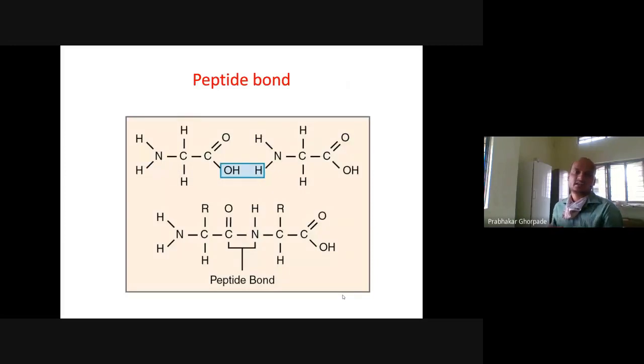So this one is a peptide bond. Whenever we are estimating protein, you should remember that the carboxyl group of one amino acid reacts with the amino group of another amino acid, forming a peptide bond. This peptide bond's reaction with the alkaline copper sulfate is responsible for the development of that violet color.